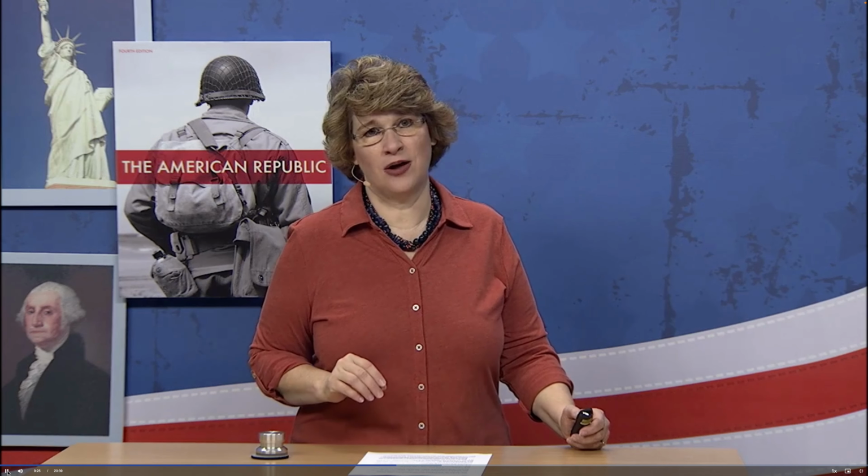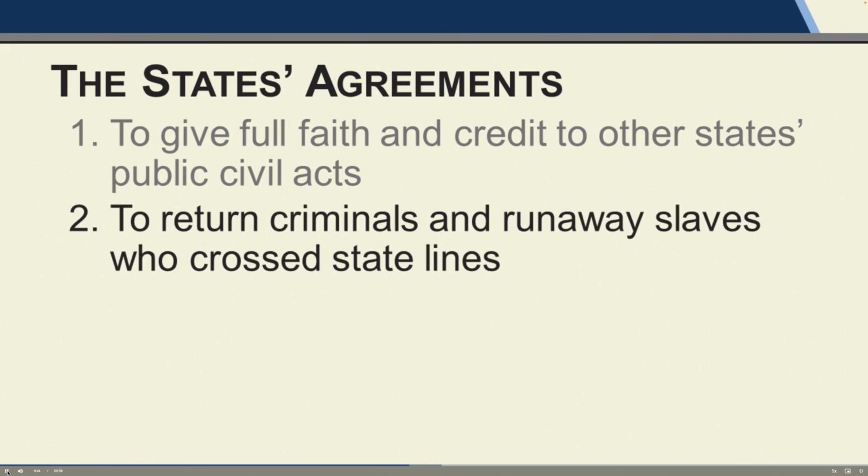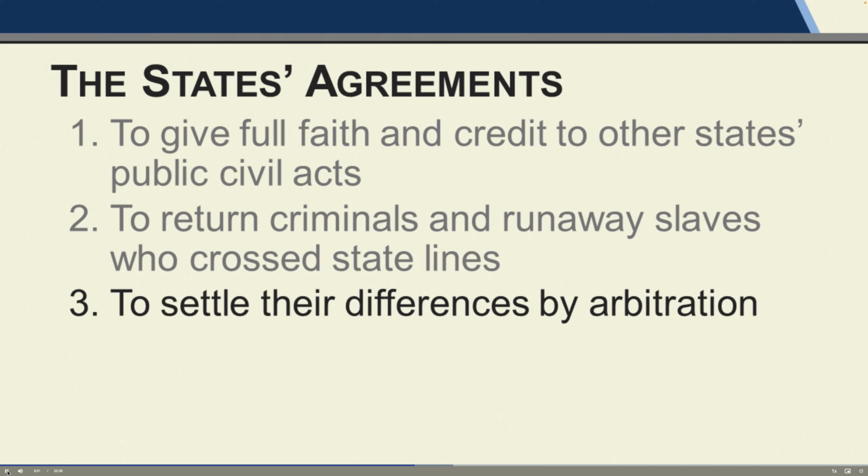Now, don't get me wrong. The states did agree to cooperate in some matters. First, they agreed to give full faith and credit to other states' public civil acts. In other words, they respected the other states' birth, marriage, and death certificates and wills. Secondly, they agreed to return criminals and runaway slaves who crossed state lines. Thirdly, they agreed to settle their differences by arbitration. In other words, 2 states involved in a disagreement would let a mutually acceptable third party help them reach a solution rather than fight over the issue.